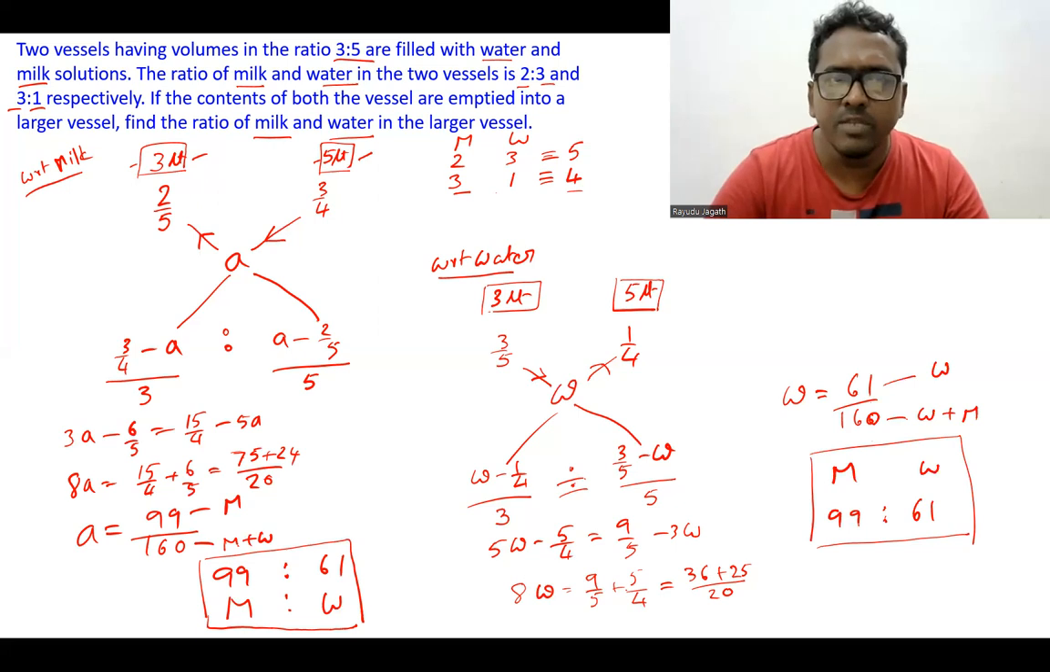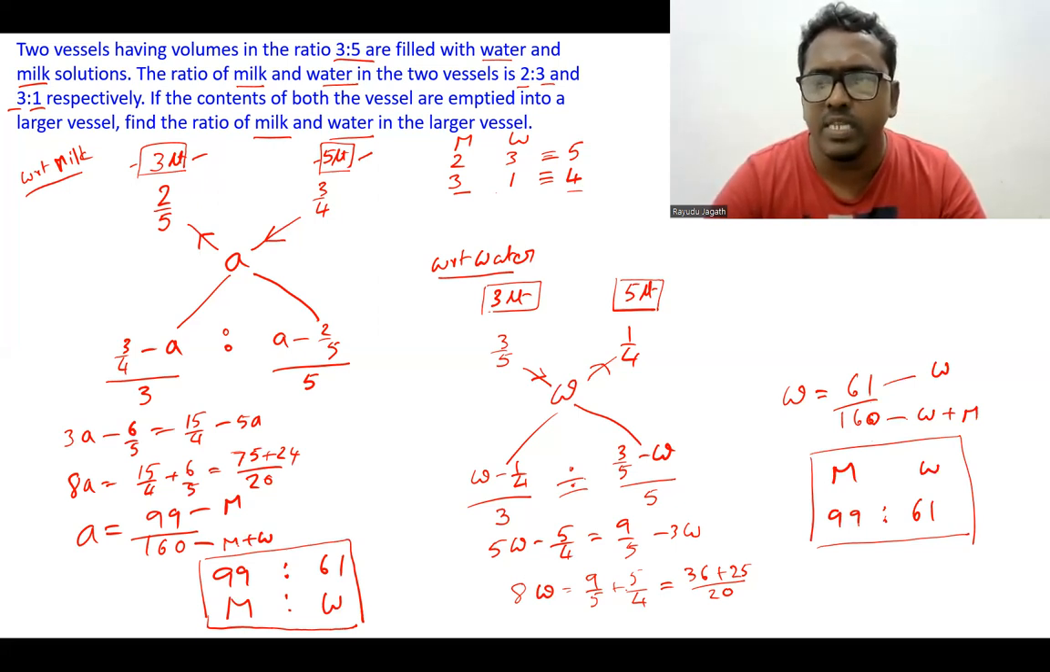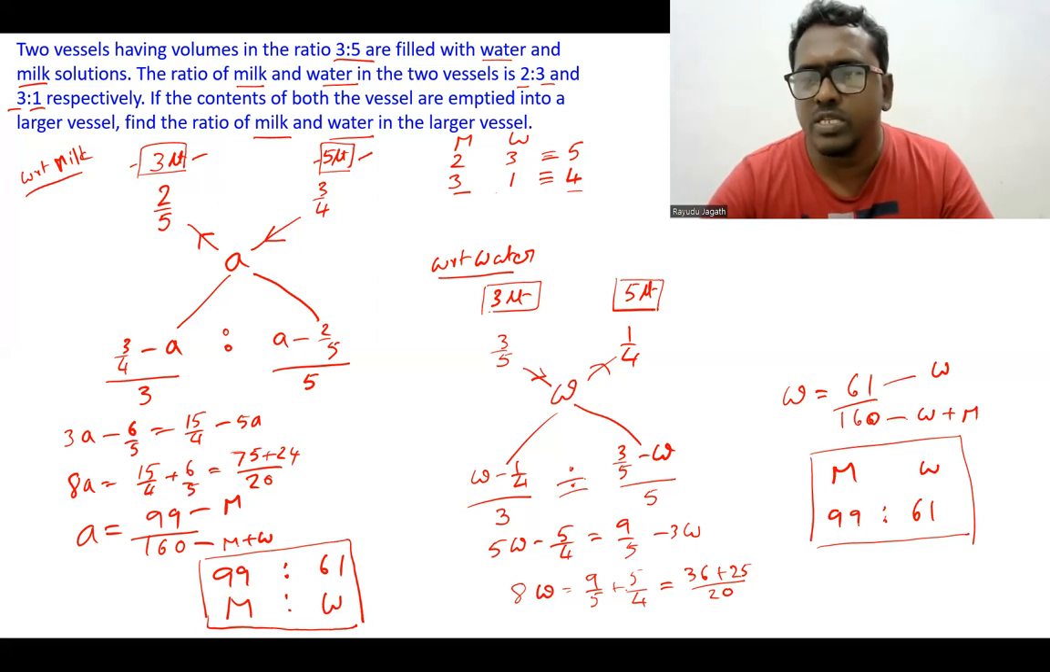We applied the alligation technique with respect to milk, and with respect to water. In both cases, we should get the same answer. Why? Because the mixture quantity does not change. Percentages are also separated equally depending upon content. So the answer is 99 is to 61, the milk to water content ratio in the overall mixture.